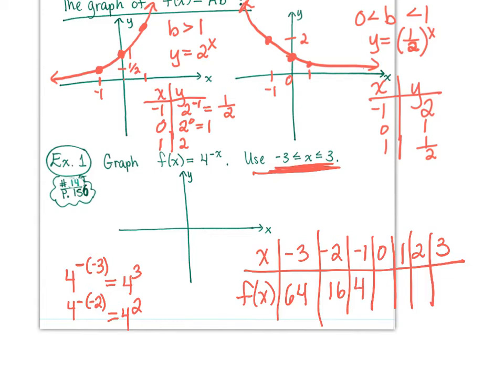4. Good. When x is 0, what's f of x? 1. Good. When x is 1, what is f of x? 1/4. Good. When x is 2, 1/16. Good. And when x is 3? 1/64. Very good. Okay? So then you go in and you plot the points. Whenever you plot the points, then you're going to end up with the shape of your graph looking like so.